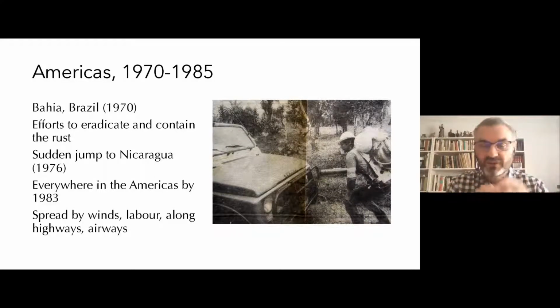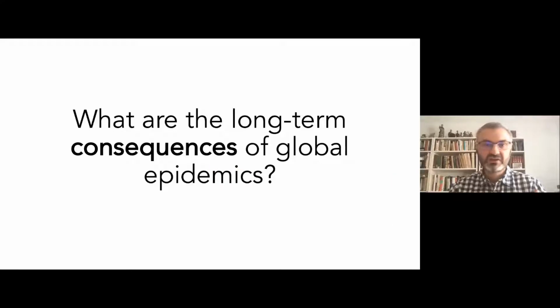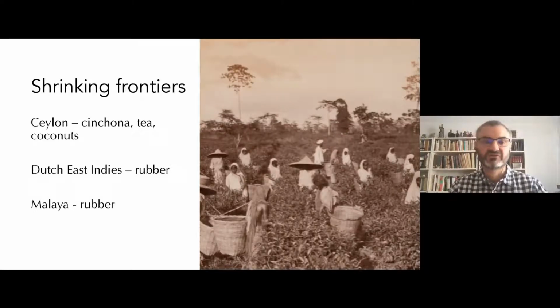But people figured out ways more or less to adapt to it, and that's something I'm going to talk about in the next shift. But that's a brief overview of the prehistory of the rust and the spread of the rust. I want to turn now and talk about the long-term consequences of these global epidemics. I was going to go down a little side rabbit hole, but I'm not going to do that. I'm just going to talk about some of the long-term consequences.